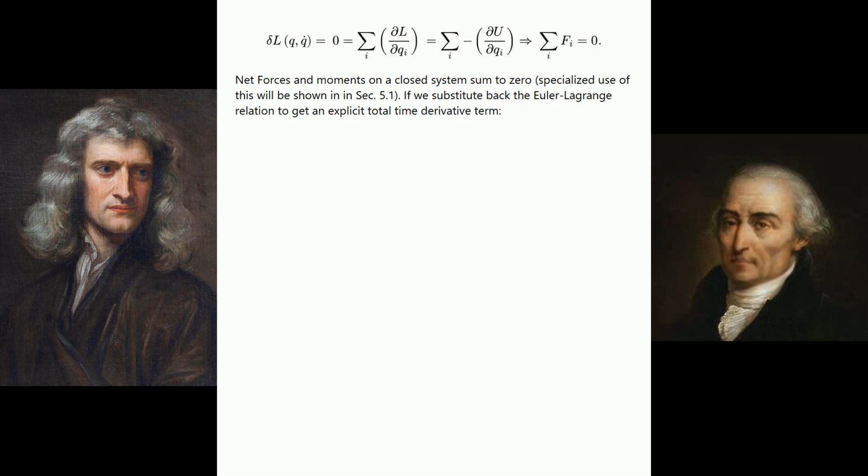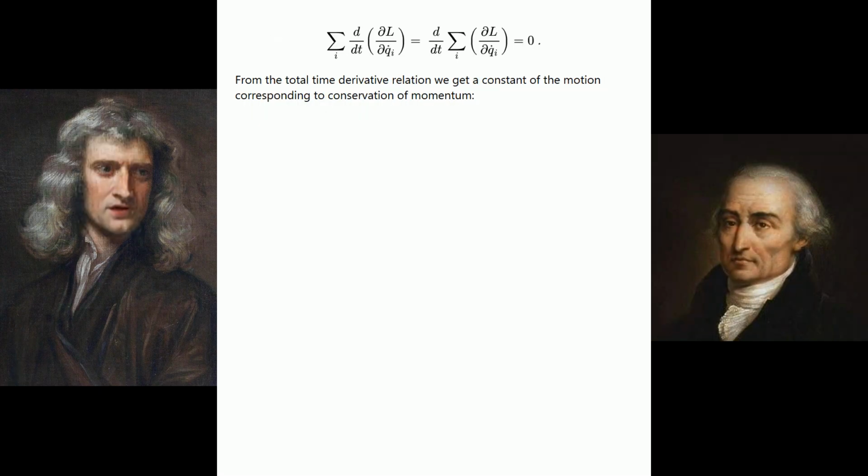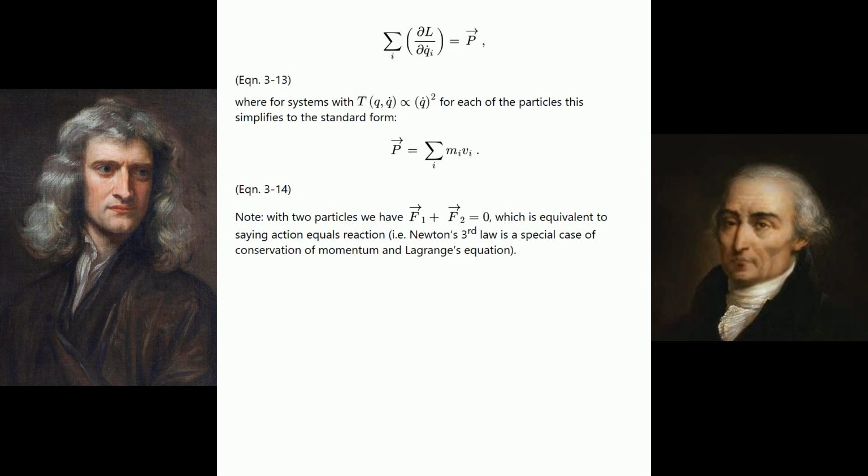If we substitute back the Euler-Lagrange relation, we get an explicit total time derivative term. See the equation shown. From the total time derivative relation we get a constant of the motion corresponding to conservation of momentum. Equation 3-13. Where for systems with T of q, q dot proportional to q dot squared for each of the particles, this simplifies to the standard form.